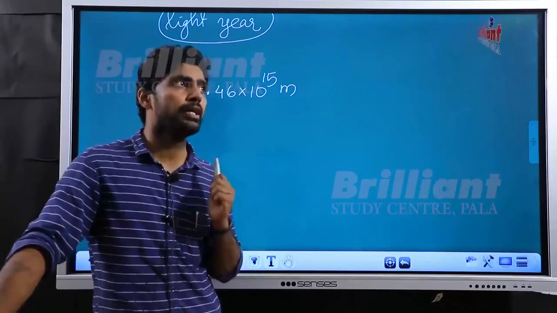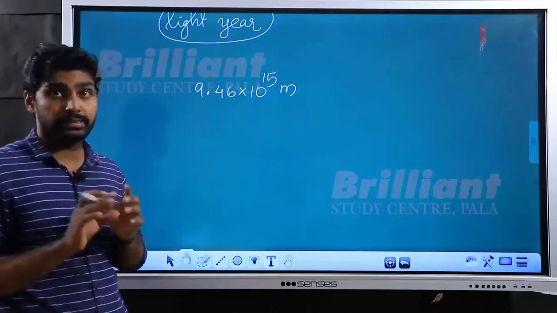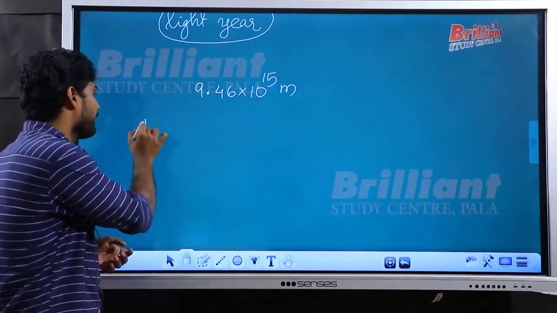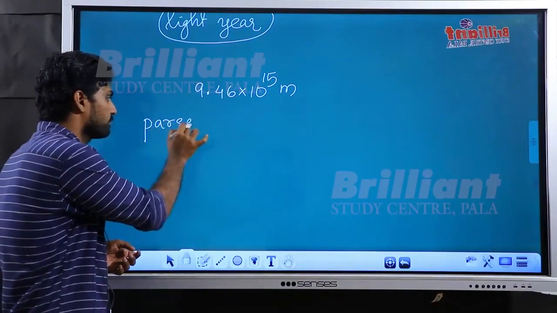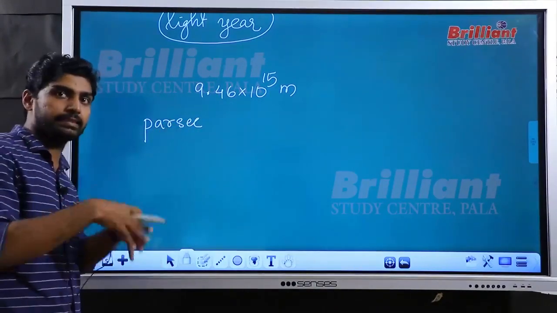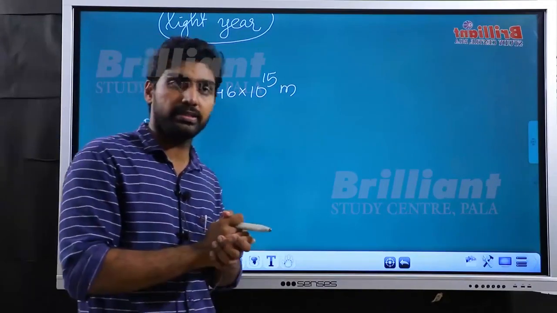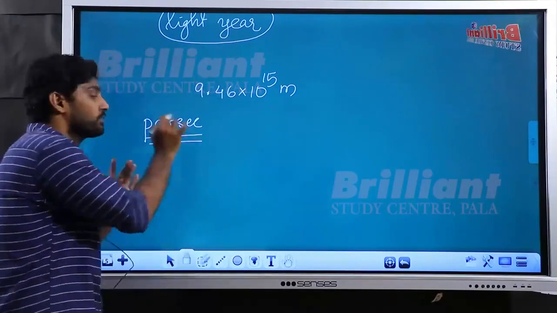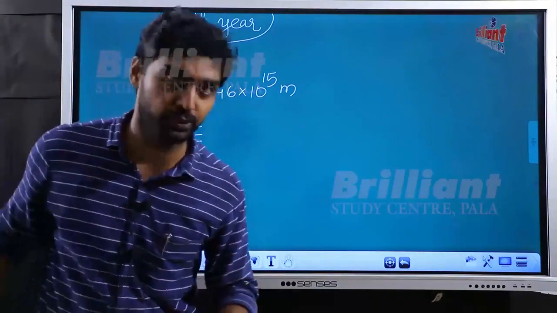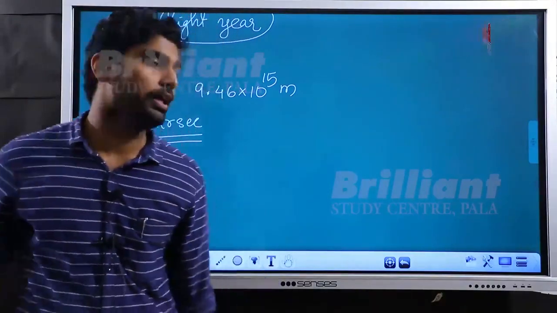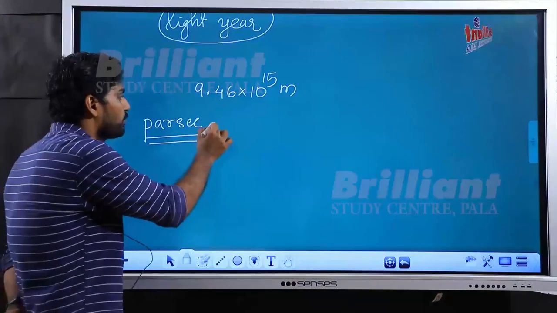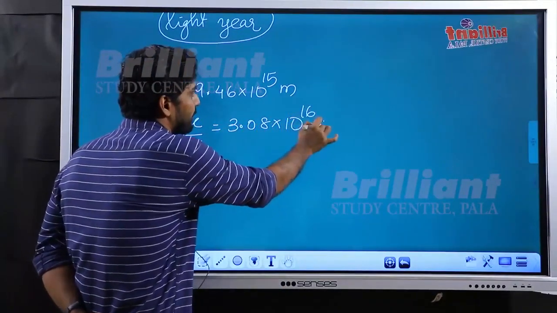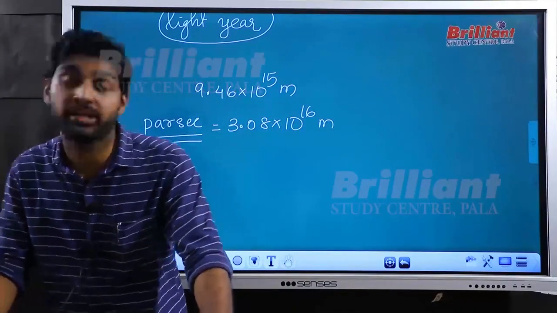Now, another large unit of length that we use is parsec. It is practically the largest unit of distance that we generally use. Its value is about 3.08 times 10 raised to 16 meters.